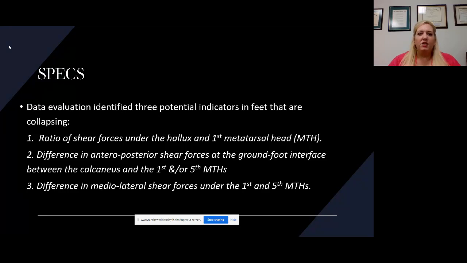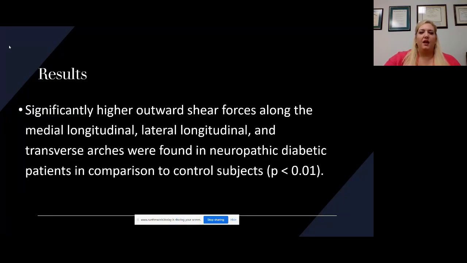What we saw in the patients with potential for collapse is there was a ratio of shear forces under the hallux and the first metatarsal. There was a difference in the anterior posterior shear forces at the ground foot interface between the calcaneus and the first or the fifth metatarsal heads. And there was a difference in the medial lateral shear forces under the first and fifth metatarsal heads. And overall, there were significantly higher outward shear forces along the medial arch and the longitudinal or lateral arch.